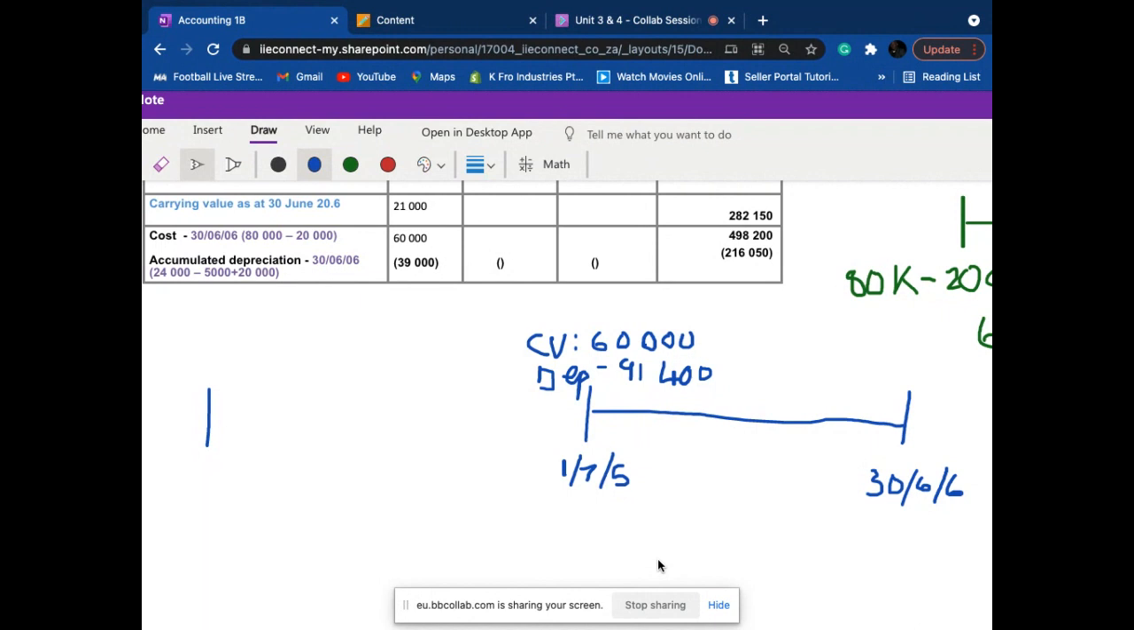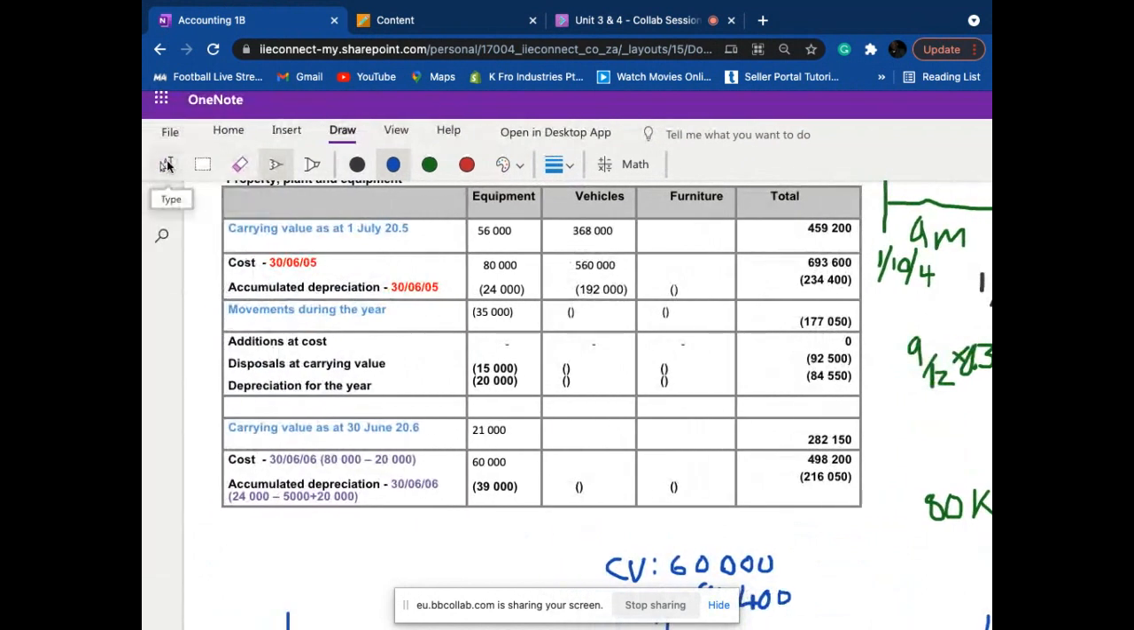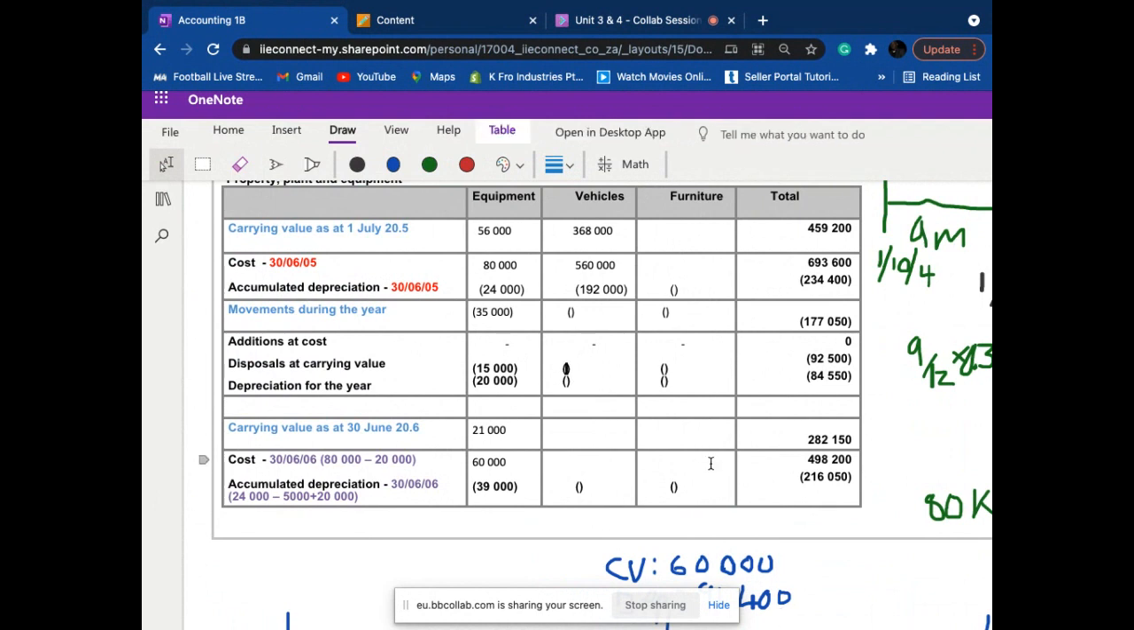Now, so they've told us the accumulated depreciation. Cool. They've given us the carrying value. So already, because we know our property, plant, and equipment structure, we know, okay, carrying value is 60,000. So we can plug that in. That's what we disposed of. That's the carrying value of the asset we disposed of. So 60,000, and plug that in there. Happiness.